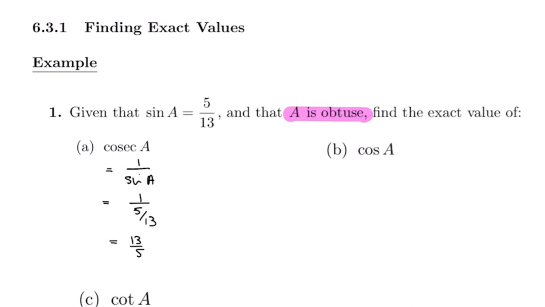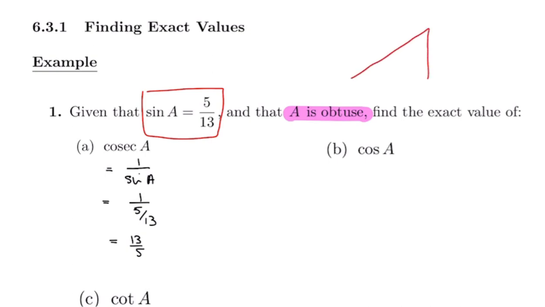Now we've got to be a little bit careful. I want cos of A. So the first thing I'm going to do is use the given bit of information, that sine A is 5/13. I'm going to rub it out because I've obliterated it. But we know that A is obtuse. Now to get cos A, first of all we pretend that A isn't obtuse, that it's actually acute, and we draw a little right angle triangle.